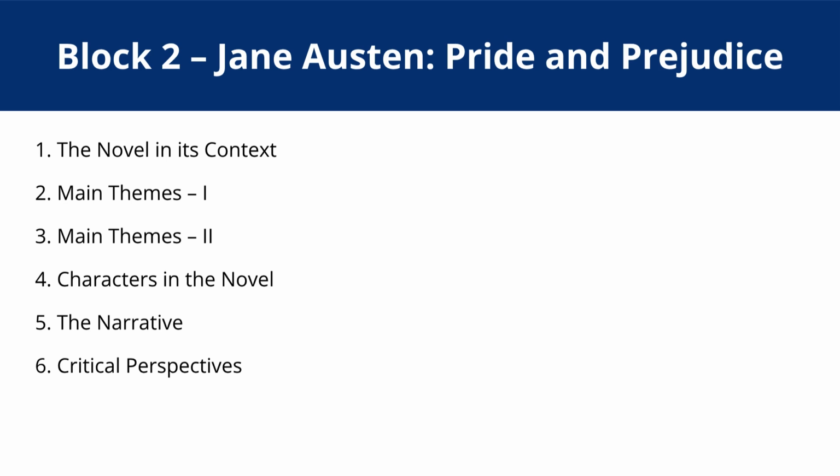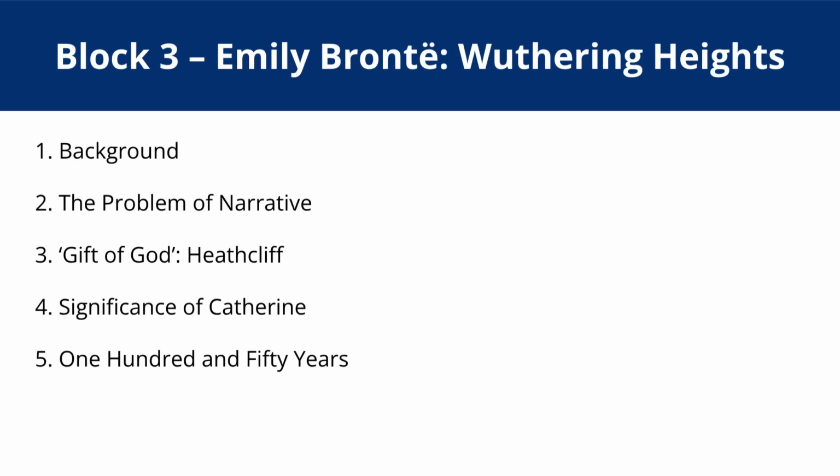Let's now turn to a much darker vision of love and society in Wuthering Heights in Block 3. Emily Bronte's Wuthering Heights is emotionally intense and structurally complex. These units unpack the novel's dual narrative structure, the turbulent characters, especially Heathcliff and Catherine, and how the novel has been interpreted across 150 years. It's a great example of how Gothic and romantic elements intersect in British fiction.